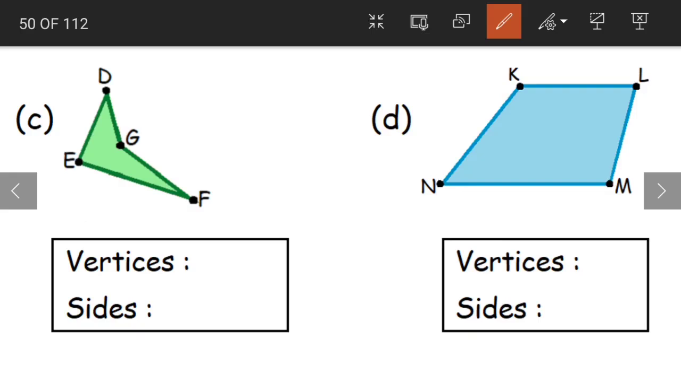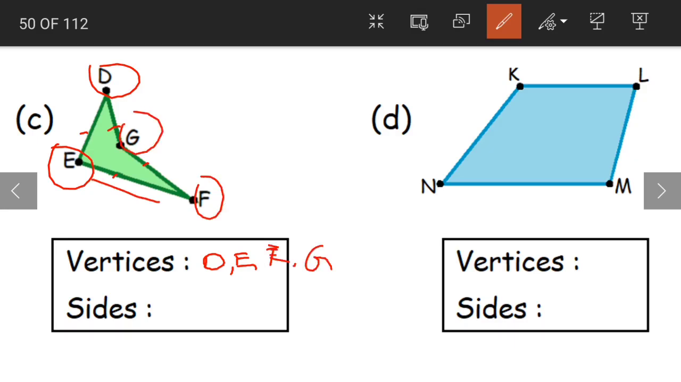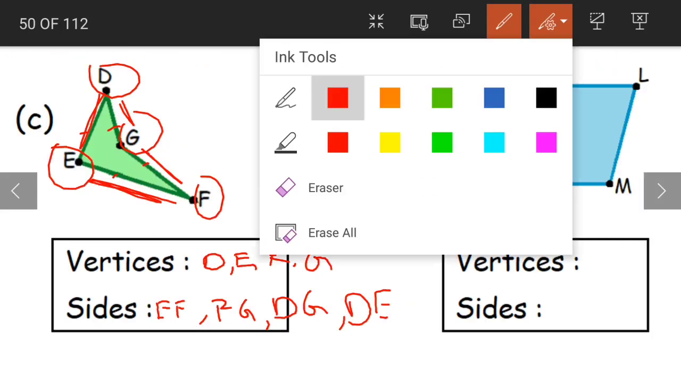Now next, coming to this figure, 1, 2, 3, 4. This has 4 sides, so it is called a quadrilateral. Now vertices are D, E, F and G. Coming to the sides, the line segments EF, FG, DG and then DE. So these are nothing but our vertices and sides.